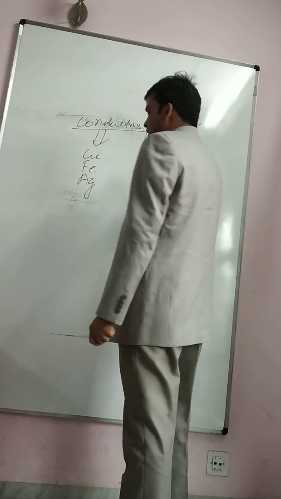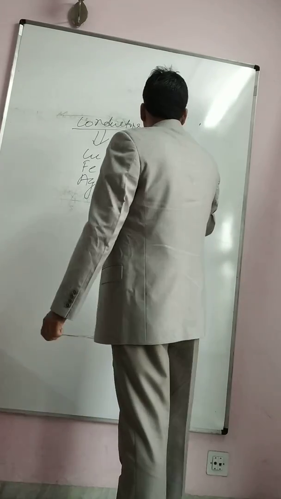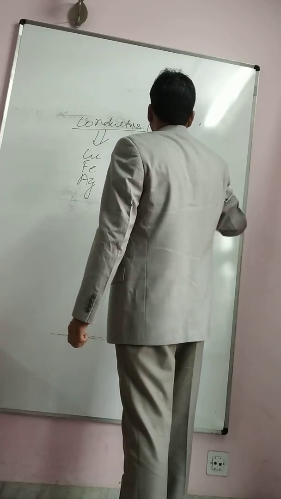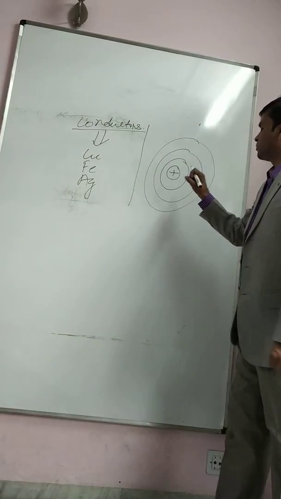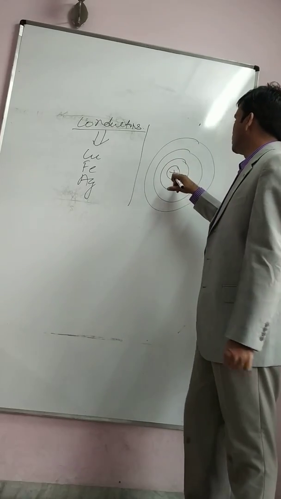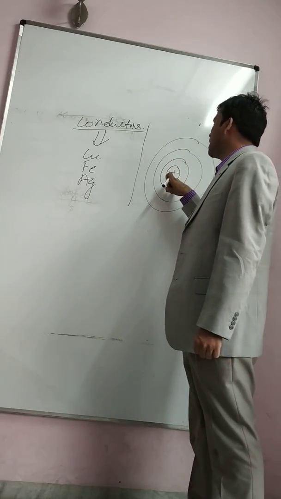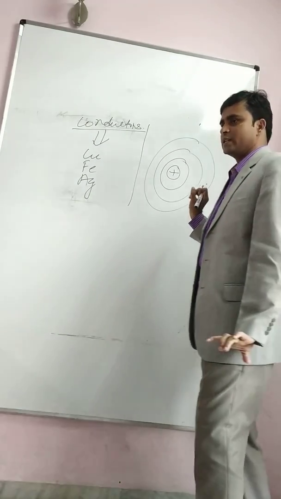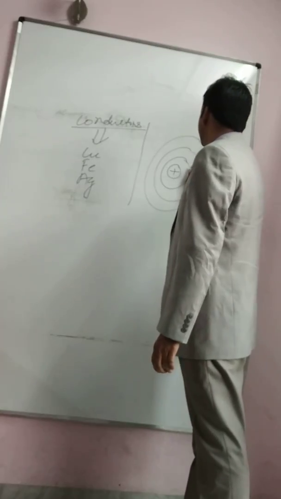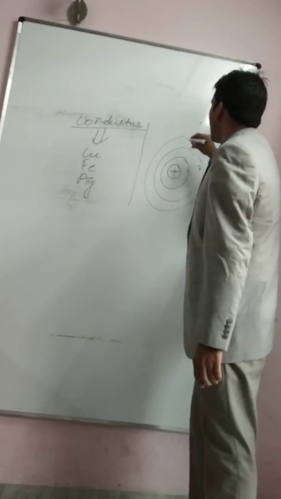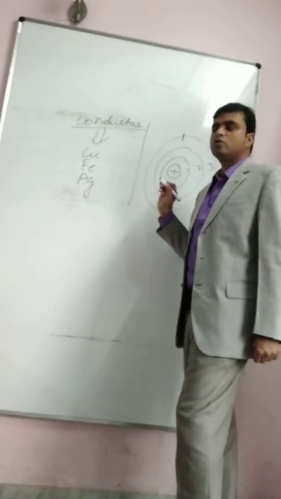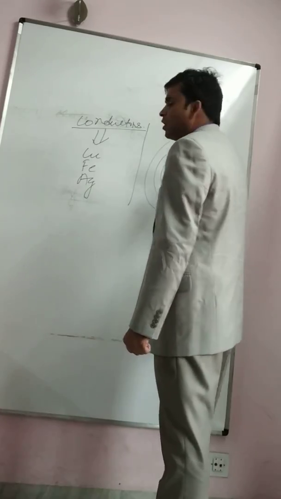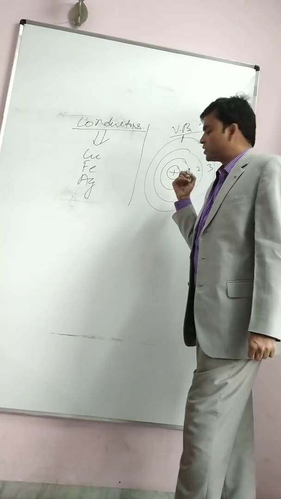In conductors, the metals, or any element, has an electronic arrangement like this. The nucleus is situated at the center of the atom, and electrons revolve around the nucleus in a circular path in an anti-clockwise direction, which you are very well aware of. This is the first shell, second shell, and third shell. The outermost and last shell is called the valence shell, or valence band.